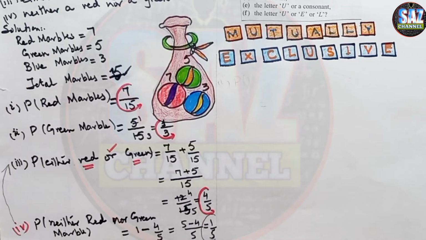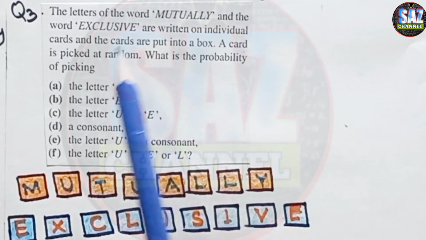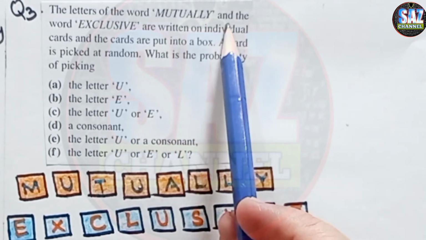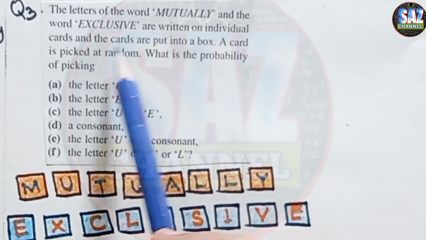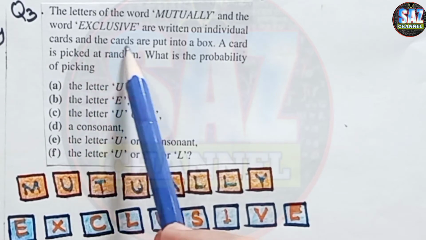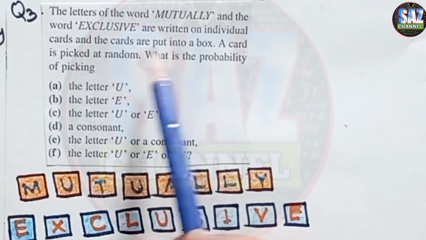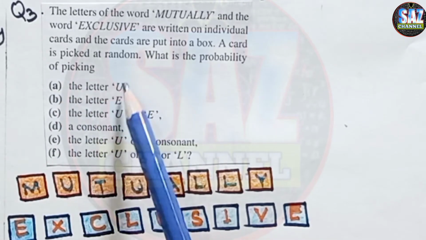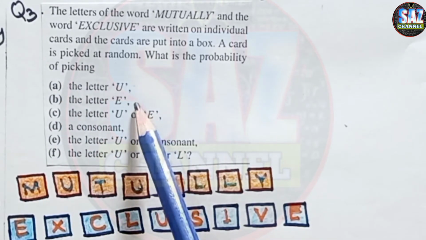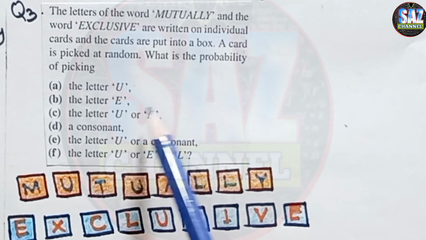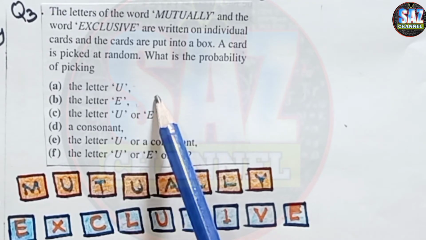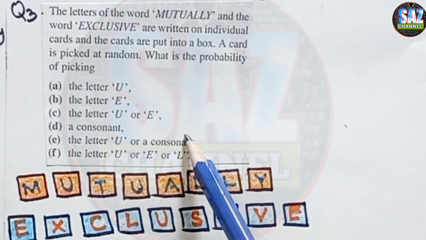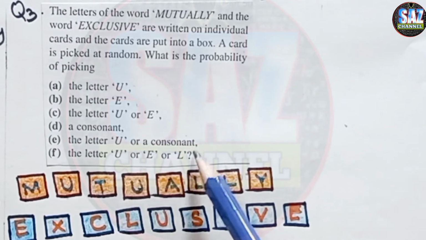Let me read the question from the book. Question 3 says, the letters of the word mutually exclusive are written on individual cards, and the cards are put in the box. A card is picked up at random. What is the probability of picking up letter U, letter E, letter U or E, then a consonant, letter U or a consonant, letter U or E or F?